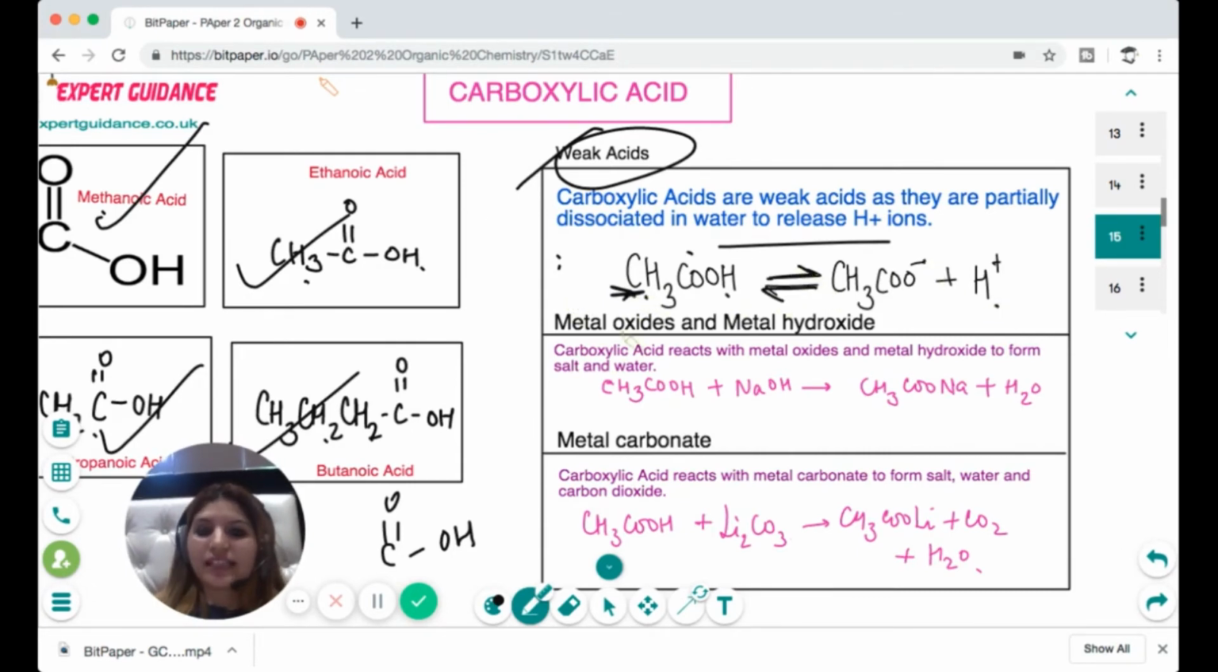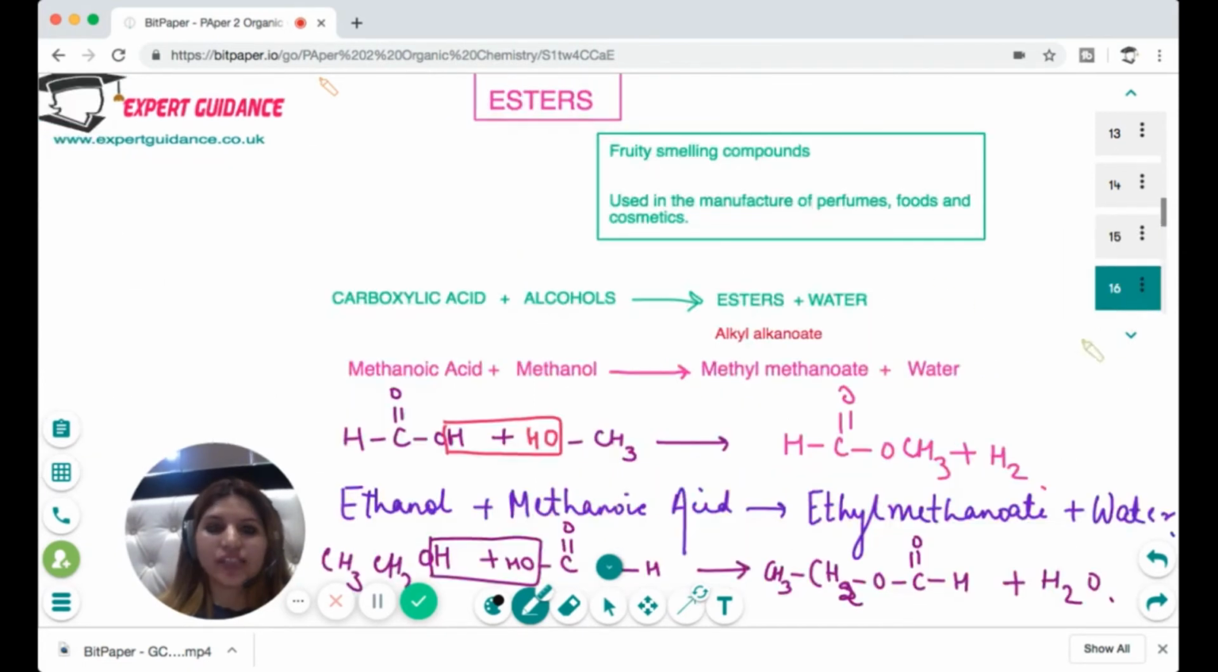Now, since it's an acid, it reacts with metal oxides and hydroxides to form salt and water, and it reacts with carbonates to form salt, carbon dioxide and water. Okay, so I hope you remember these reactions and why carboxylic acid is a weak acid.